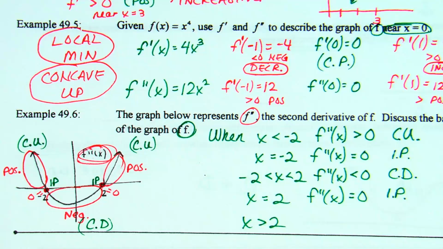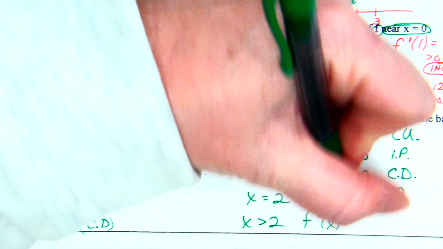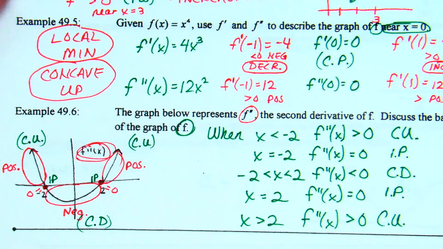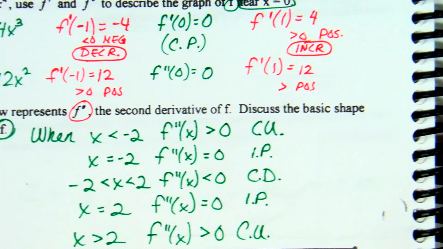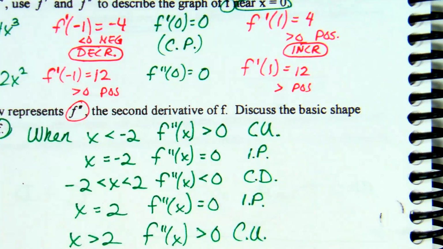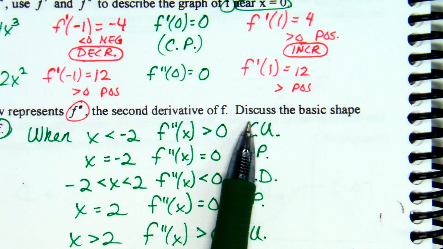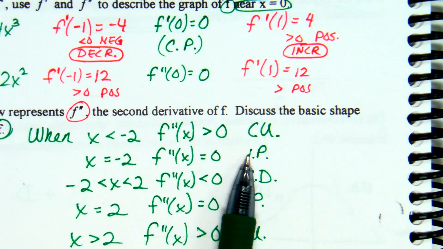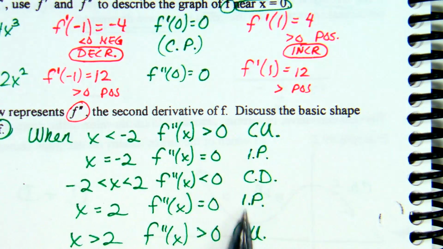And the last section, when x is greater than 2. What is true of x greater than 2? The derivative is positive again, greater than 0, which was concave up. Now, it doesn't say to sketch it, but think about it. What do we have here as you go left to right? Concave up section, IP, concave down, IP, concave up.